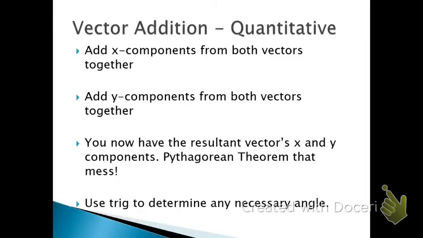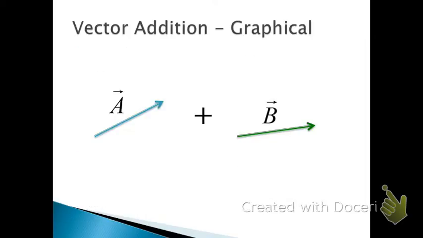Now, what's physically happening when I add these two vectors together, if I want to look at the graphical method? Again, I've named them A and B. This time vector A is up and to the right. Vector B is also up and to the right, but a little bit less up, a little more horizontal.